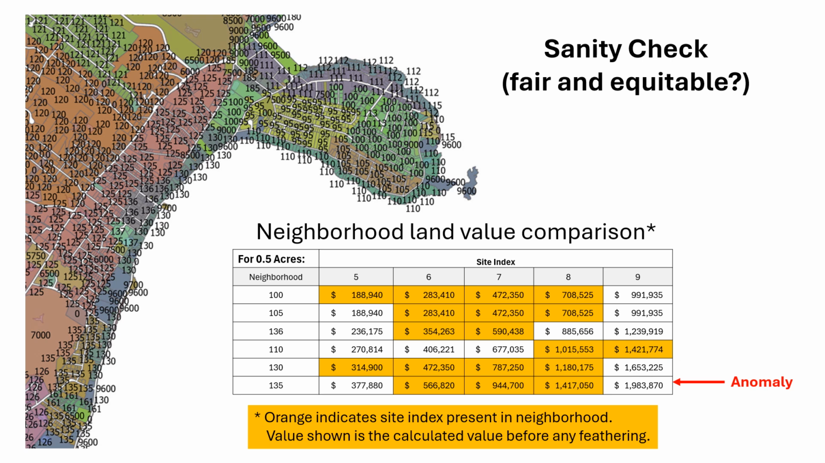Okay, let's do a sanity check and see if what this calculation is doing is fair and equitable. So I've reproduced that same table on this slide along with a map of the various neighborhoods. For example, neighborhood 100 is situated in the center of the Nubble here, close to the Nubble Lighthouse and my favorite, Dunn's ice cream.